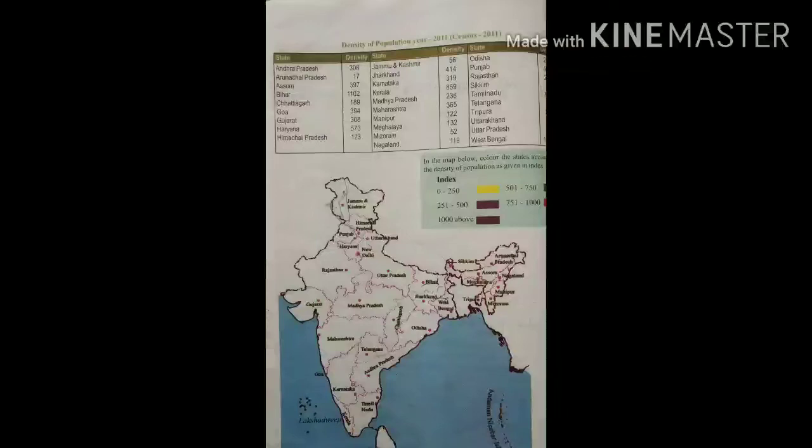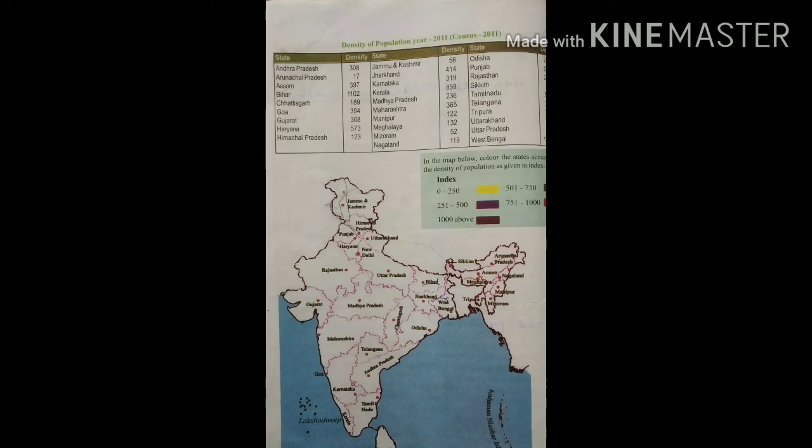In our textbook, one India map is given with density of population. This density of population is according to 2011. Here all states are given, Andhra Pradesh, Arunachal Pradesh, and so on. One column is state, one column is density of population. According to the table, some states have the highest density of population, some the lowest. The highest density state is Bihar with 1102 persons per square kilometer. The lowest is Arunachal Pradesh with 17 persons per square kilometer. In our state, 308 persons live per square kilometer.